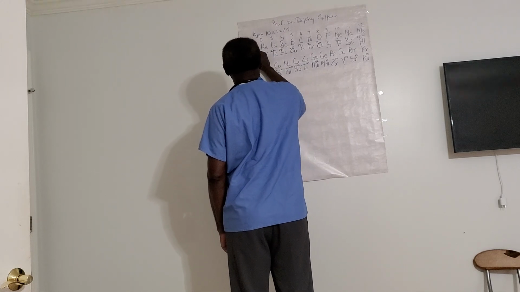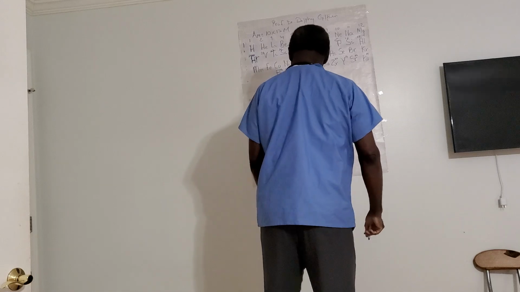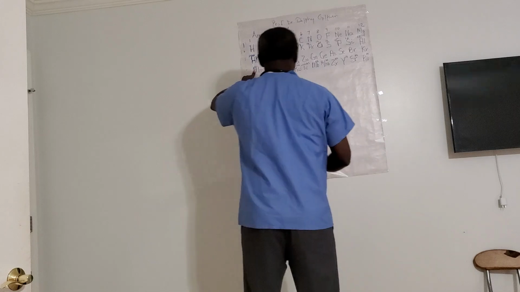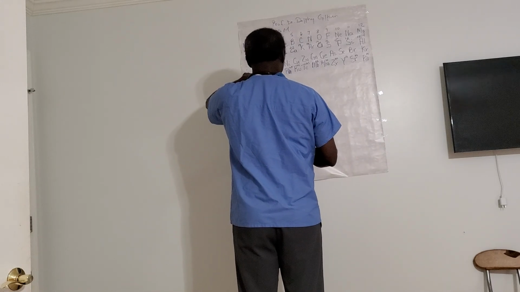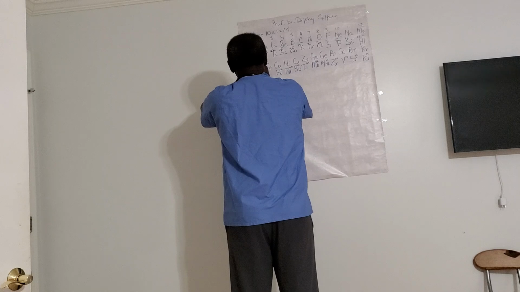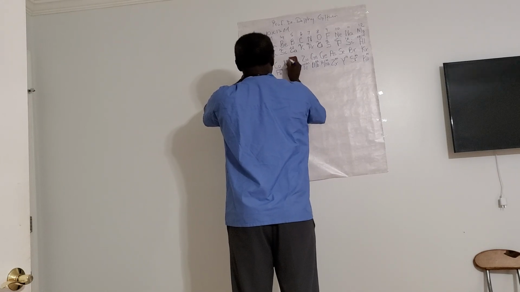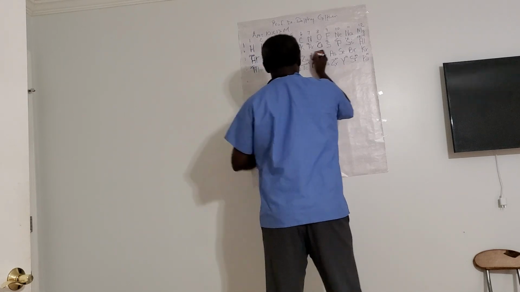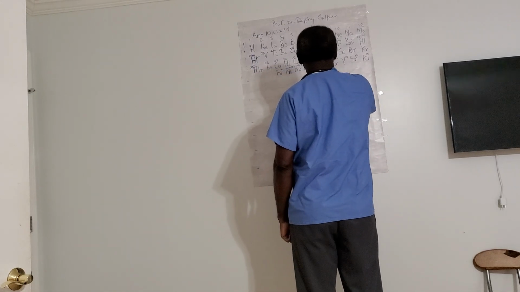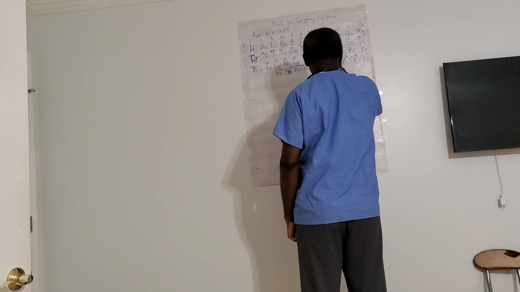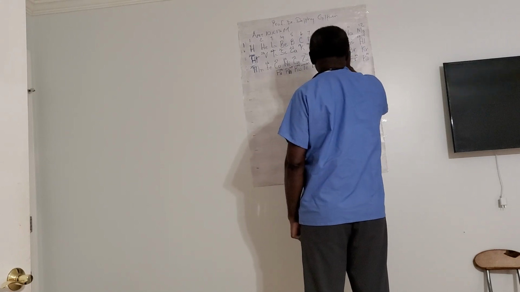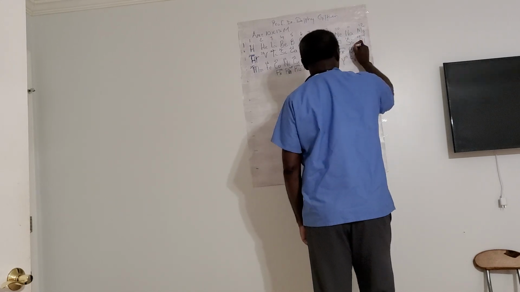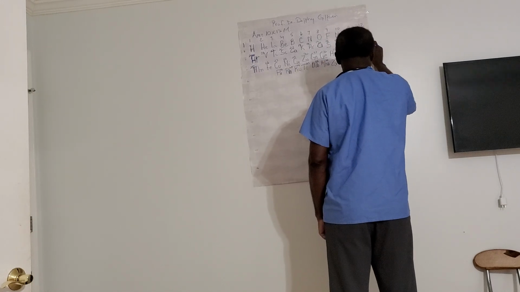23 vanadium and 24 chromium. 25 manganese, 26 iron, 27 cobalt, 28 nickel, 29 copper, 30 zinc, 31 gallium, 32 germanium, 33 arsenic, 34 selenium, 35 bromine, and 36 krypton.